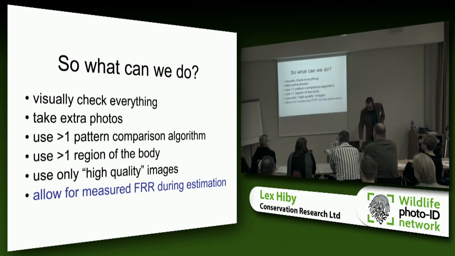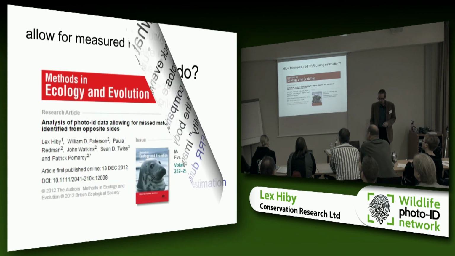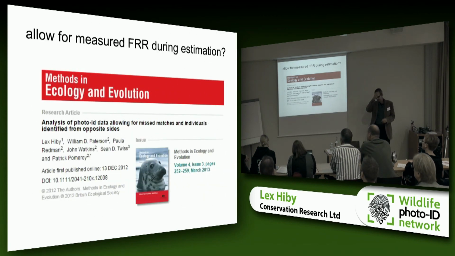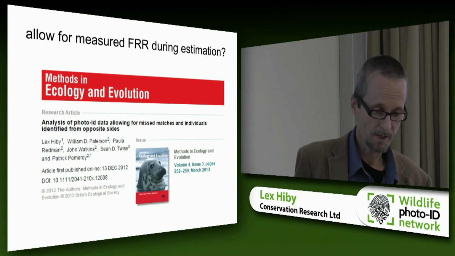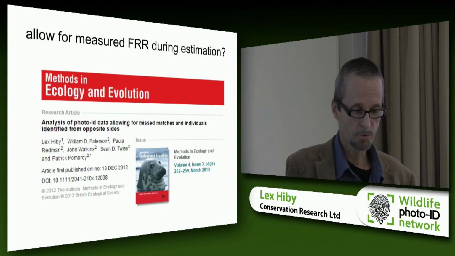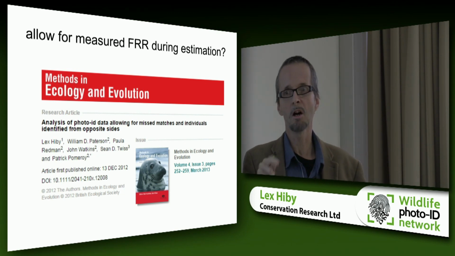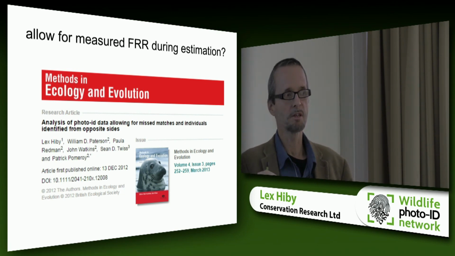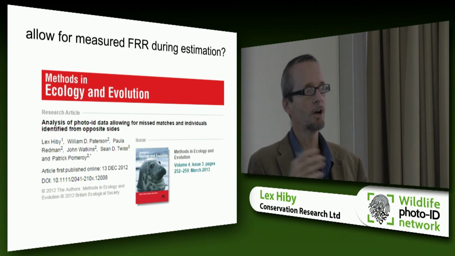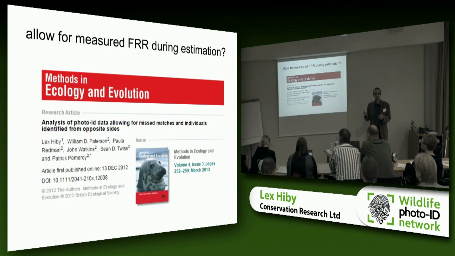So we did that using data, Paddy's data from North Rona, and in fact also brought in left, right and both side identifications by replacing the ones with L, R or B to represent an encounter only from the left, only from the right or from both sides. You can build that in as well.